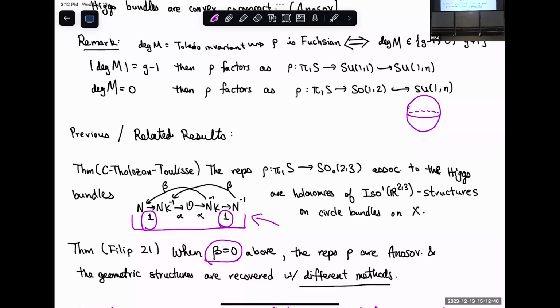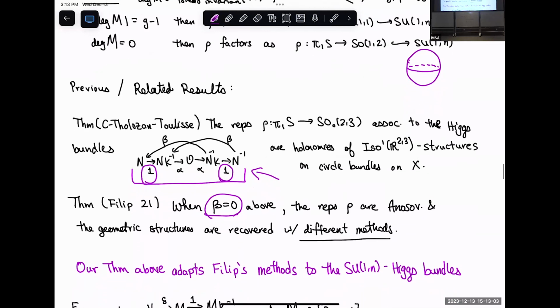Okay, so I think this kind of work is pretty amazing progress. And the question that I raised at the beginning: when can we say something concrete about a representation from a Higgs bundle? Okay, and our theorem that I've been telling you about is really that we adapt Filip's methods from SO23 to this case, SU1N. And again, I'm hopeful that it'll apply to points in Slodowy slices for a minimal number.